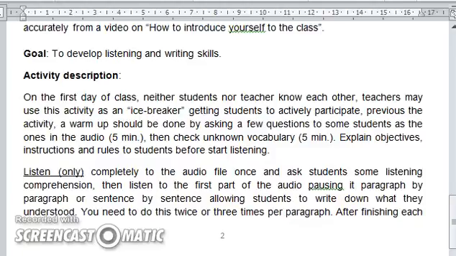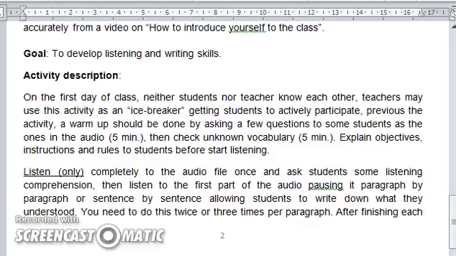You need to, of course, explain to your students the objectives, the instructions, the rules, so students know and understand what they are going to do before they start listening. So the first part, you need to check the vocabulary before, as a warm-up, tell them the instructions, and then listen to the audio completely only once.